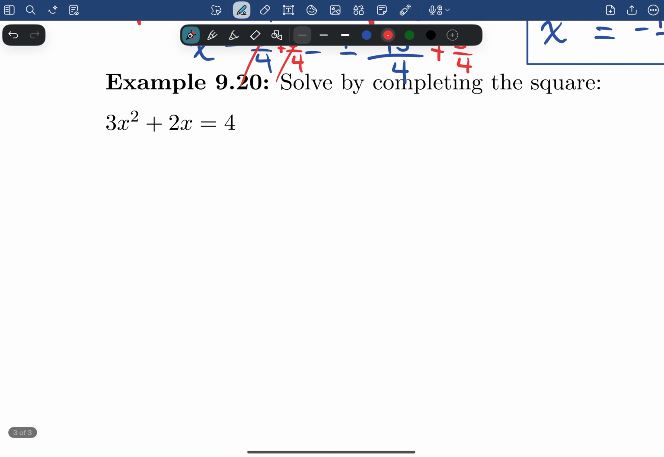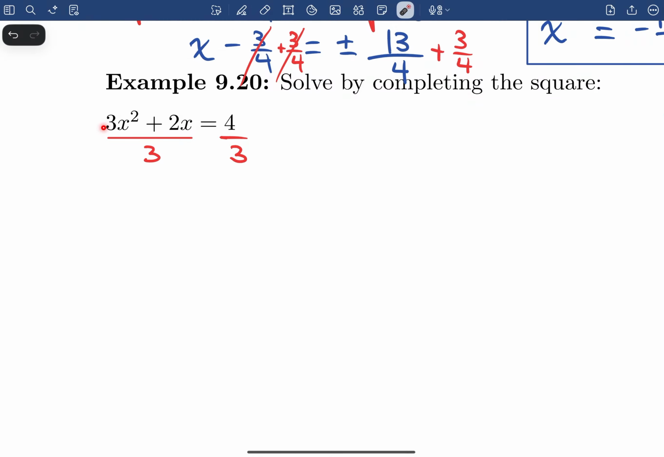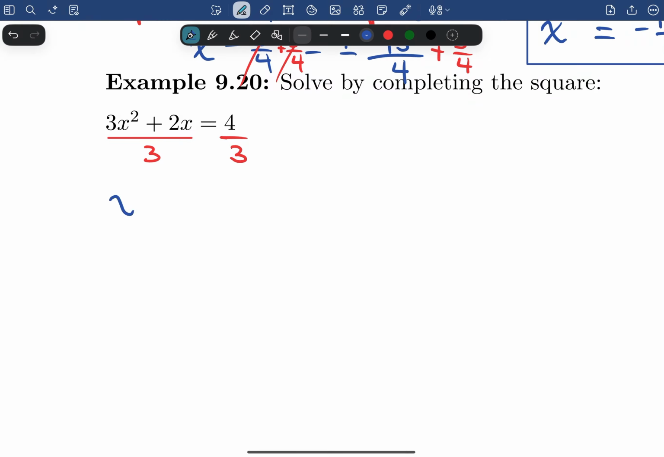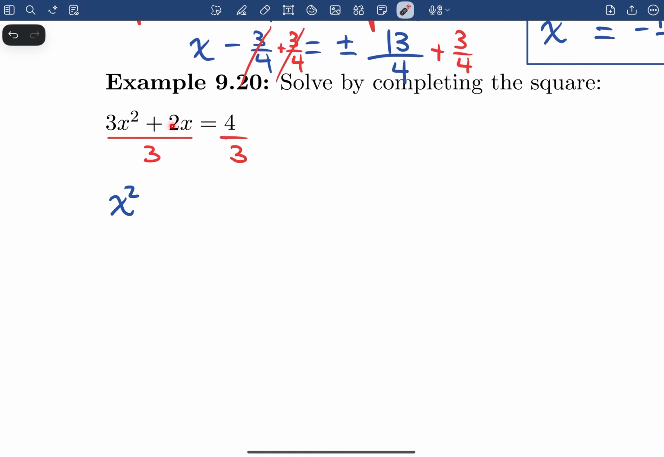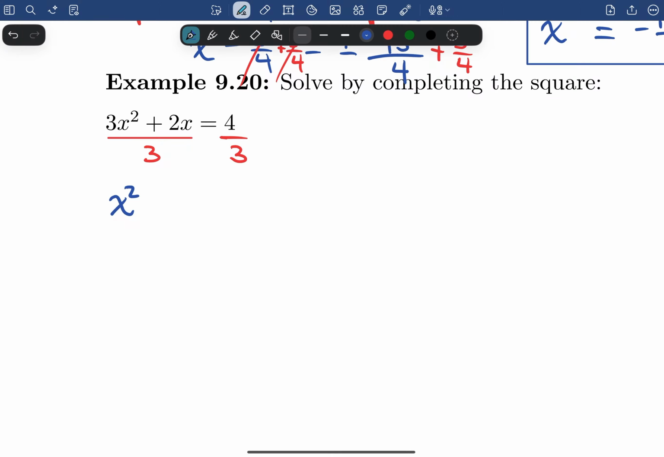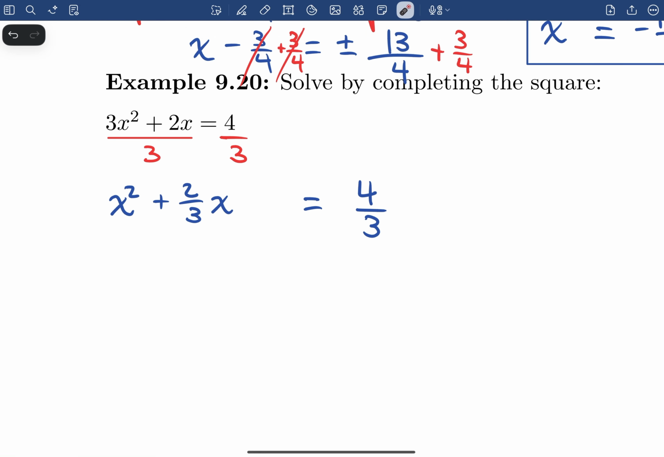I see this example that says 3 times x squared plus 2x equals 4, and I decide to divide by the a value on both sides of the equation. I divide everything by the a value, and 3x squared divided by 3 is x squared. And 2x divided by 3 is 2/3 x. And that's equal to 4 divided by 3, which stays 4 divided by 3. Let's go ahead and look at the b value. The b value is positive 2/3.